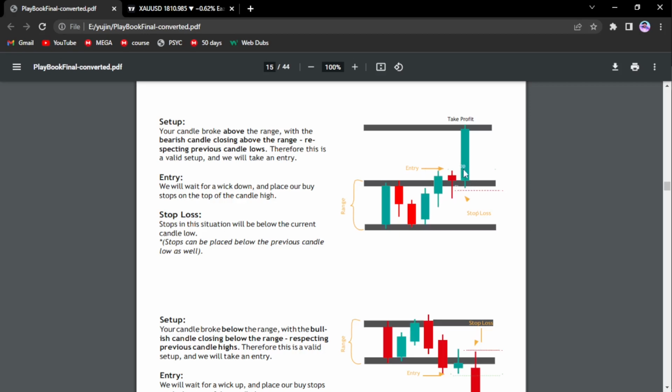So how do we take the entry? We'll wait for a wick down and place buy stops on the top of the candle high. So this is using buy stops and sell stops.